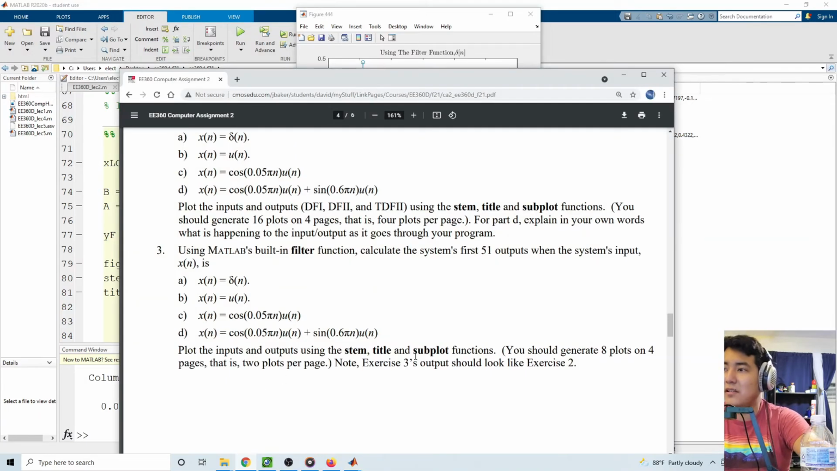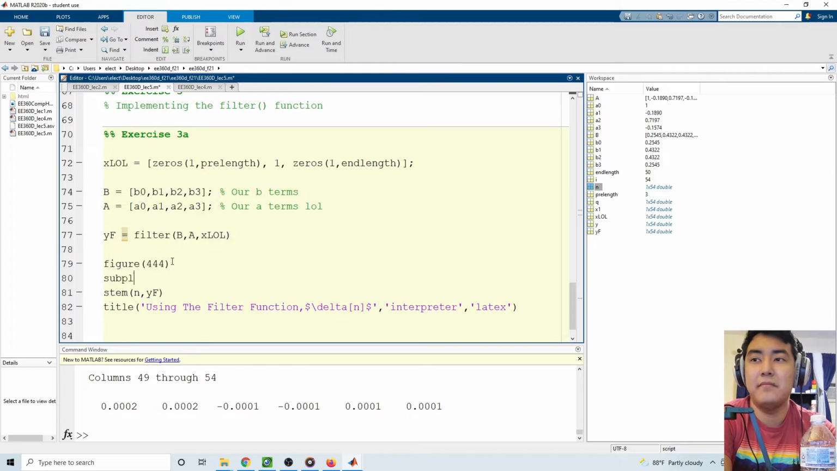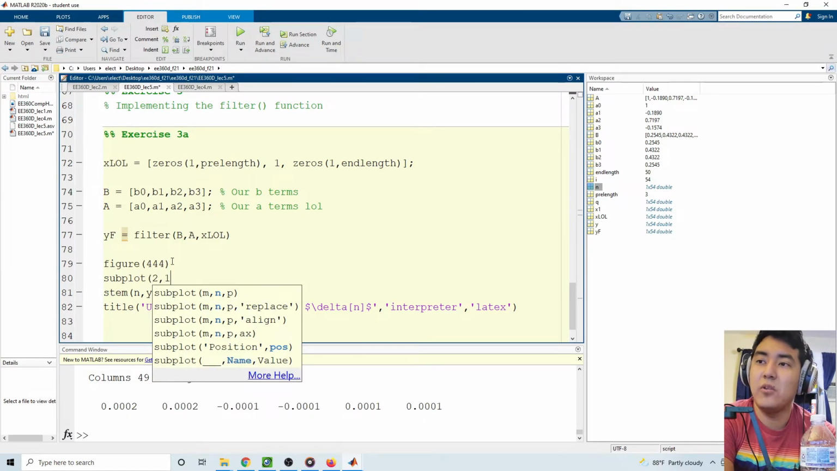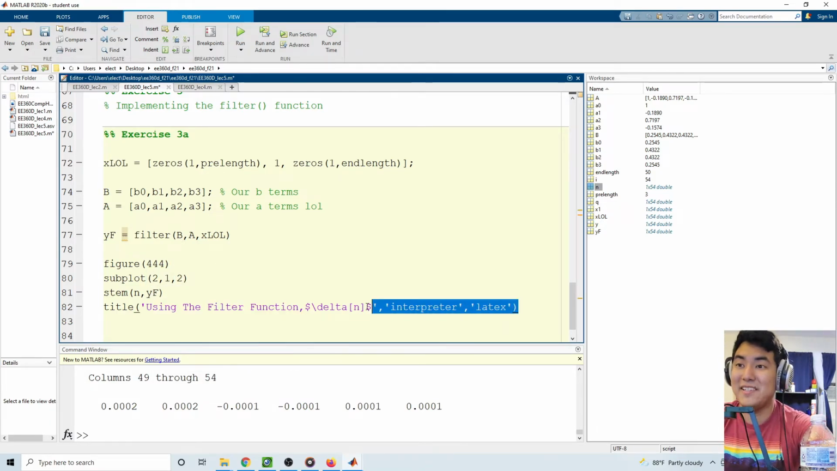Is that it? Subplot functions. Plot the inputs and the outputs. So 8 plots on 4 pages. So that means 2 plots. Oh, I know what's going on. Subplot, 2 rows, 1 column. I'm going to put this in position 2 to be different.